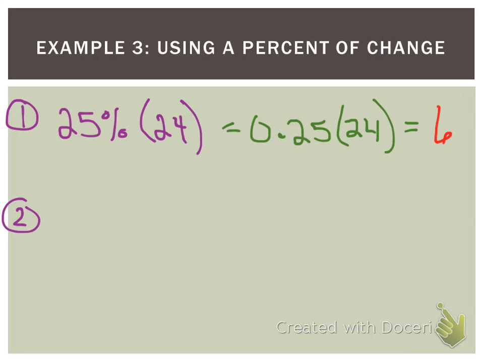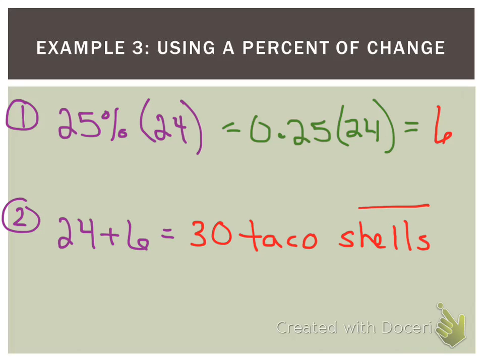Step 2. Alicia? I add it back to the original amount. I figured out, if they said that they put 25% more shells, that number is 6. They put 6 more shells. Well, what's the total? That's going to be 24 plus 6, which gives me how many? 30 taco shells in the new box. Okay? So, again, just using this concept in more of a real-life application.